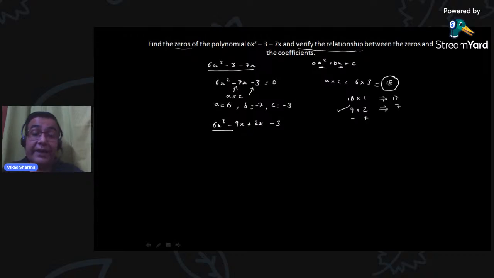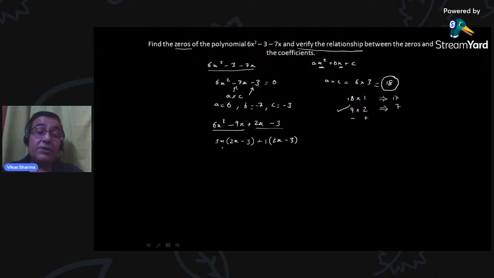Now, taking something as common in the first two terms, we know that we can take 3 as common. We can also take x as common. So taking 3x as common, we are left with 2x in the first term. We are left with minus 3 in the second term. And here nothing can be taken common. So I'm just going to take 1 as common. And we are left with 2x minus 3.